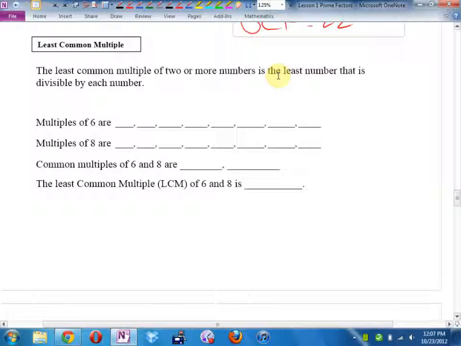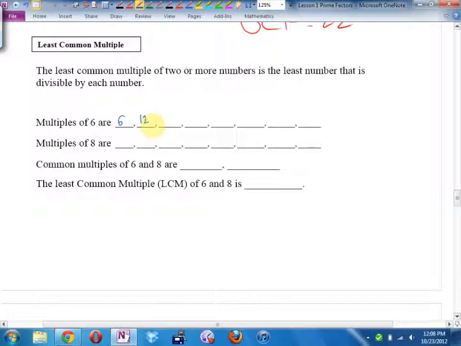The least common multiple, continuing where we left off, of two or more numbers is the smallest number that's divisible by each number. Say what? Well, what are the multiples of 6? What are numbers that 6 goes into evenly? I'll give you a hint. The first one is 6. What else does 6 go into evenly? What's the next one? 12, you say?